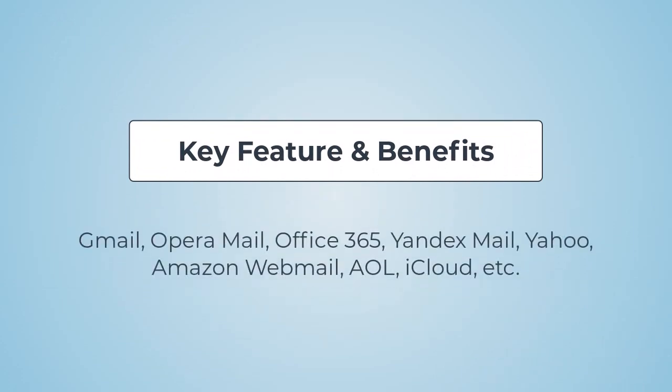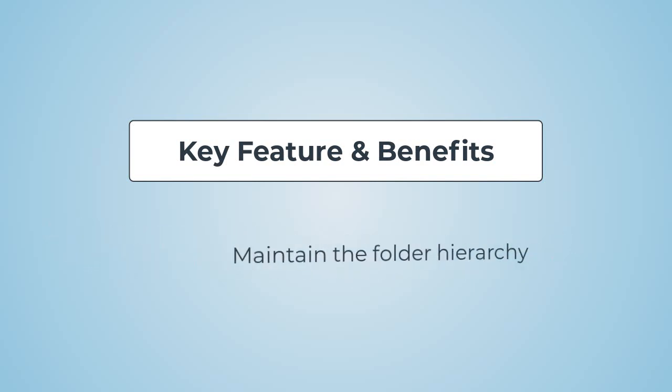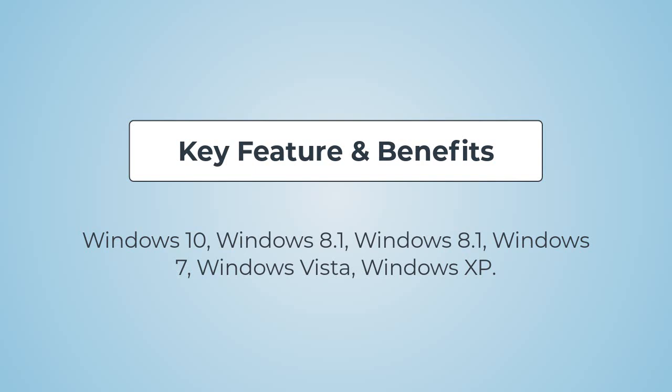Using this software, users have a feature to import Zoho Mail emails into different email clients like Gmail, Opera Mail, Office 365, Yandex Mail, Yahoo, Amazon Webmail, AOL, iCloud, etc. You can also save and download Zoho Mailbox emails into PST, PDF, EML, EMLX, MBOX, OST, CSV, TIFF, JSON, DOC, DOCX, HTML, MHTML, etc. It is capable of maintaining the folder hierarchy of the new resultant folder. The software is compatible with all the different versions of Windows OS like Windows 10, 8, 8.1, 7, Vista, and XP.